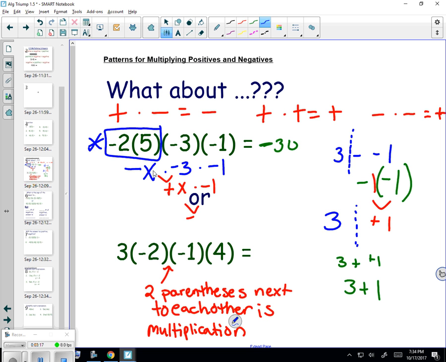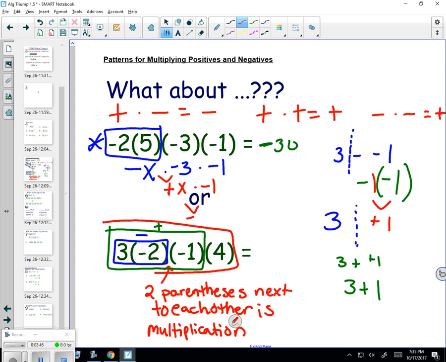Let's look at the second set. I have positive 3 times negative 2. This piece right here is going to be negative. So now I have a negative number times a negative 1. This piece here, negative times negative is positive. I have positive times positive 4. This whole thing then is positive.